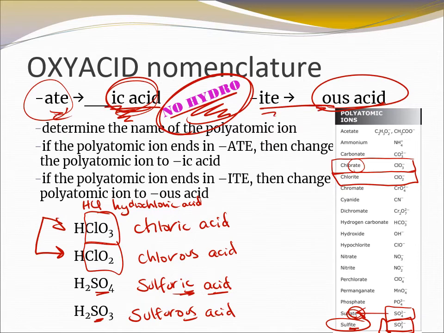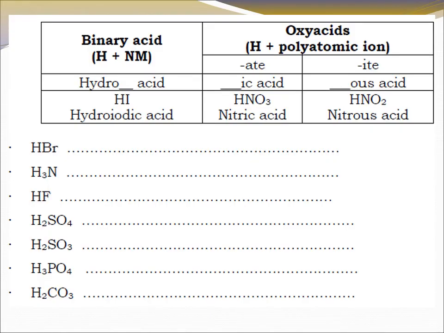Let's practice a little bit. I highly recommend that you pause the video, do these on your own, and then restart the video and check your work. Hopefully you're ready to check your work. I have 2 elements here, so it is a binary acid. We're going to use hydro something ic acid. It's going to be hydro, bromine becomes bromic, hydrobromic acid.